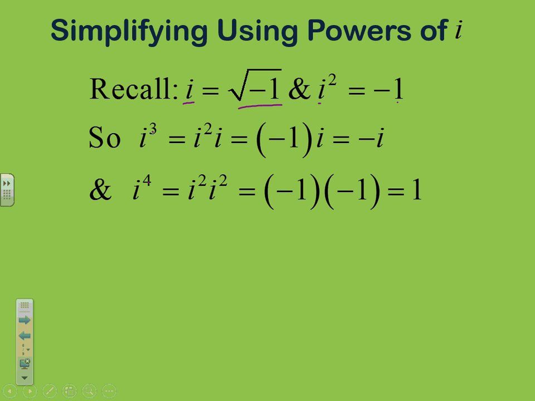Anything that has an exponent of 3 has a solution that is negative i, and anything that has an exponent of 4 would have a solution of a positive 1. And the explanation mathematically is kind of here on this screen for you.